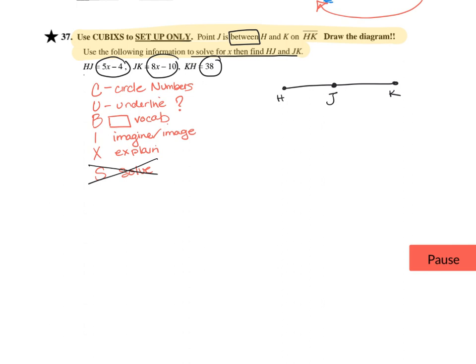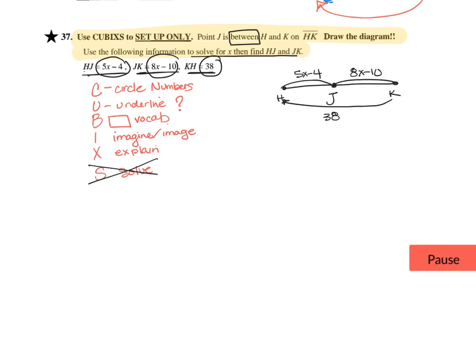Now we're going to go and take our numbers that we have and put them in our picture. It says H to J is 5x minus 4. So right here, I'm going to put in my 5x minus 4. Then J to K is 8x minus 10. So J to K, I'm going to put in 8x minus 10. And then KH is 38. From K all the way back to H is 38.